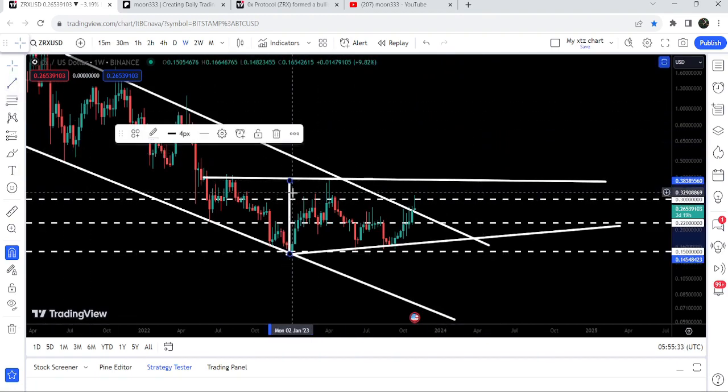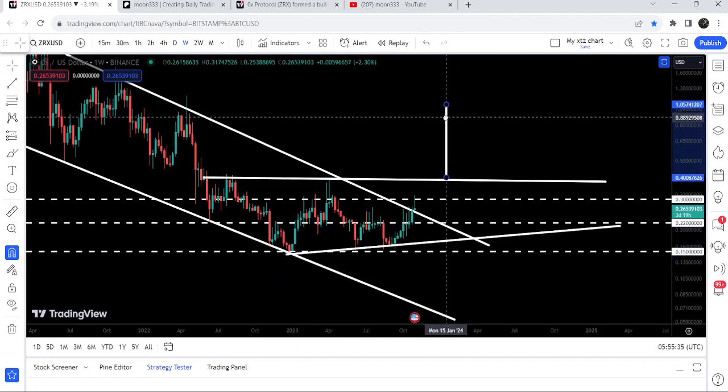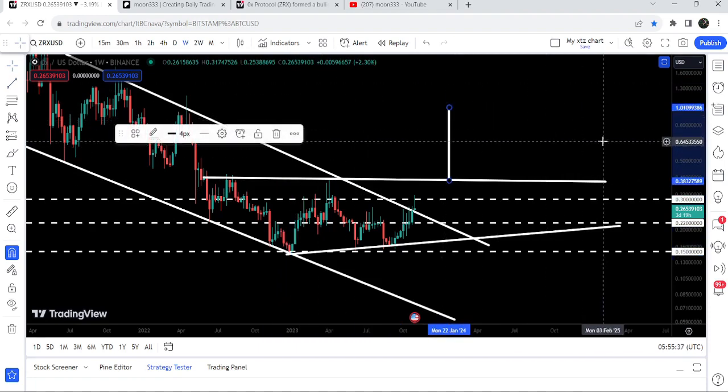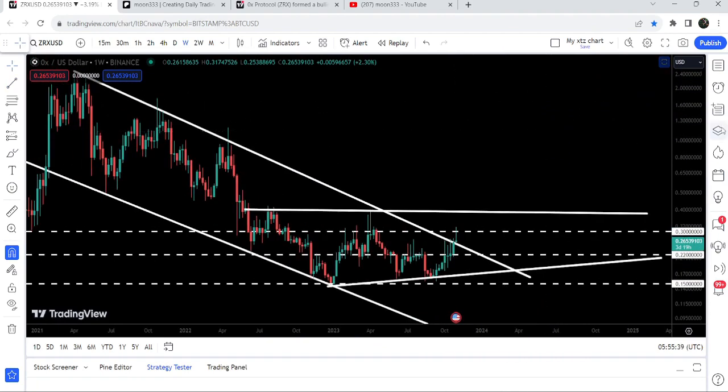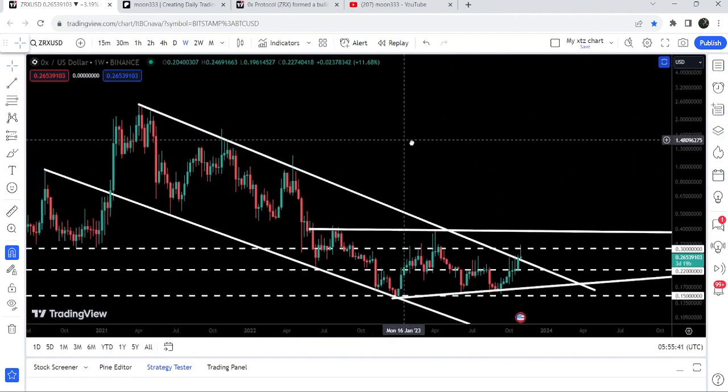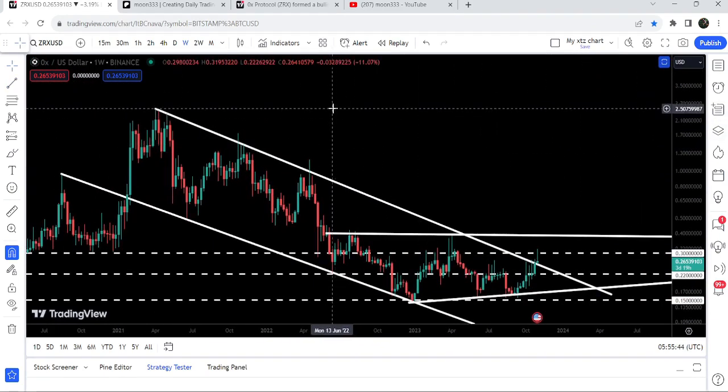Once the price is able to break out this ascending triangle, then the target for this breakout will be here, approximately at $1. And the final target for this huge breakout from this big falling wedge pattern is here at the top of the wedge. That is between $2.50 to $3. So this was the update so far.